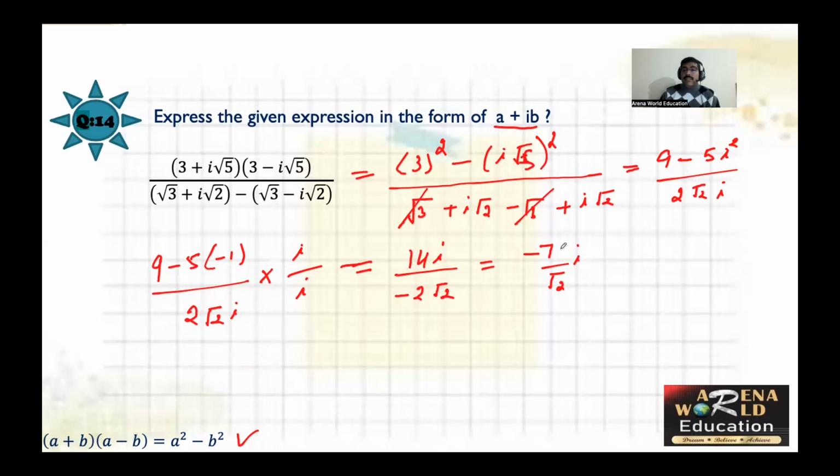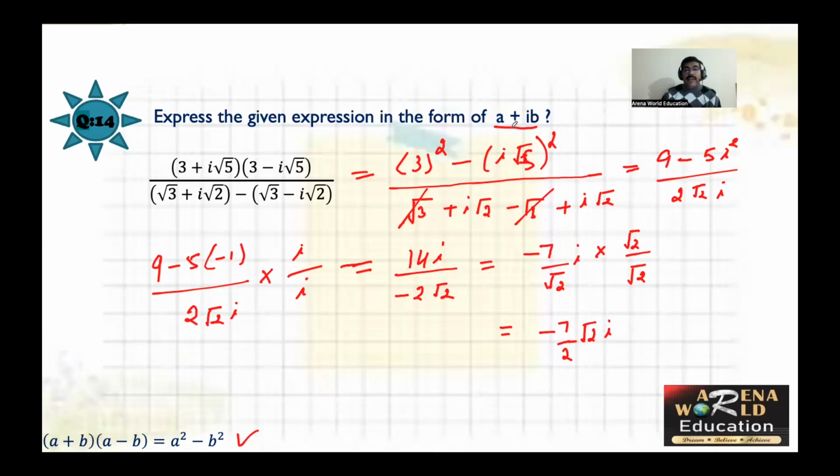You can leave this question at this moment. Otherwise, to remove this under root 2 from denominator, we will rationalize this one. So we are multiplying and dividing this by under root 2, right? So this will be what? This will be minus 7, and under root 2 into under root 2, this will be 2, right? And this will be under root 2 into iota. So final answer is minus 7 upon 2 under root 2 iota.